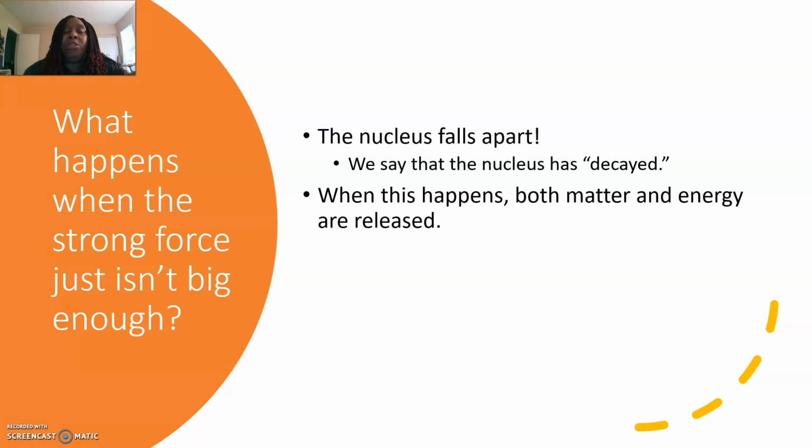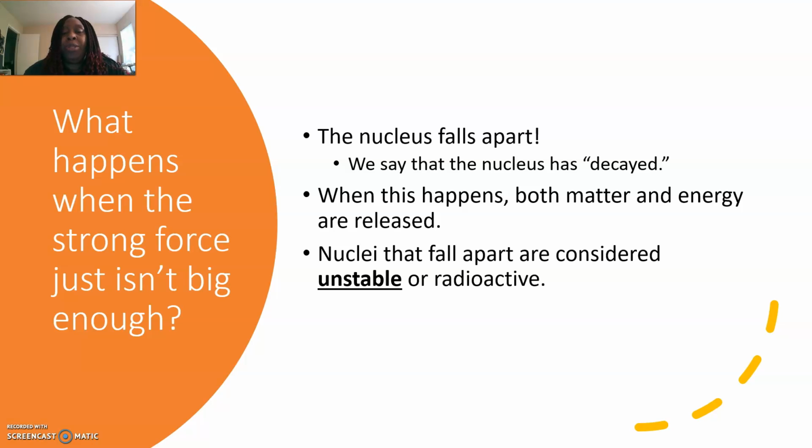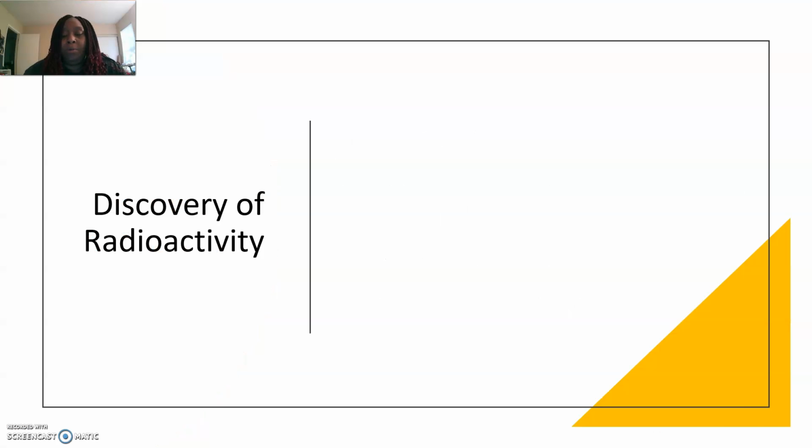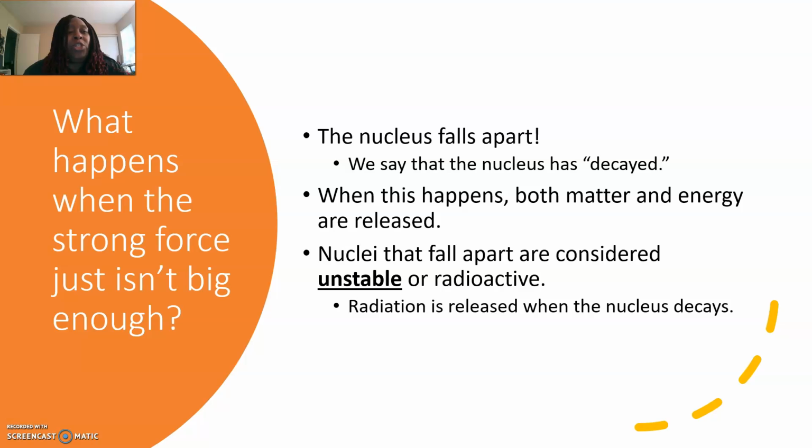When this happens, just like most of the processes that we're going to study in chemistry, both matter and energy are going to be released. Nuclei that fall apart are considered unstable, or another term for it, radioactive. Radiation is going to be released when that nucleus decays or falls apart. And then I guess we should talk about how radioactivity was discovered.